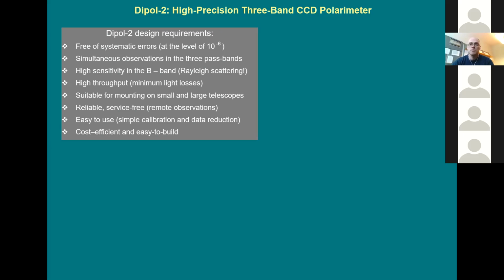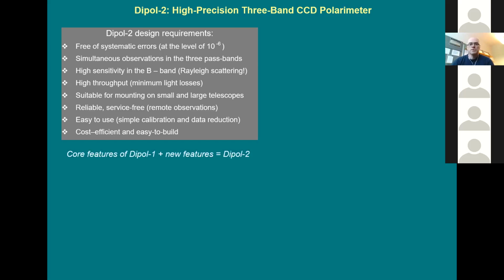So we are a small team in Tuorla, just two of us, me and Vilppu. And we wanted to make it cost efficient and simple so that several units can be produced in a few years at low cost, so we could put these polarimeters on different telescopes and in different observatories.